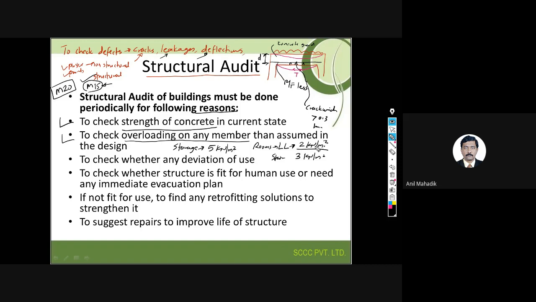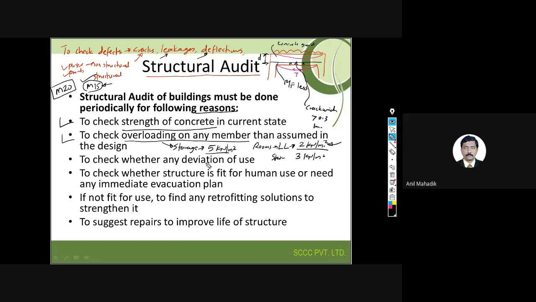So you have designed your bedroom for 2 kilonewton per square meter, and you have changed the bedroom into storage. So you are putting more load, let's say 5 kilonewton per square meter. That means there is an overloading of that bedroom, and due to that overloading, the slab will have more load, then the corresponding beams will have more load, and there is a possibility of structural failure or structural cracks. So you need to check the overloading on any members than assumed in the design. I have assumed 2 in design, but now it is a different case. So there are possibilities in that case.